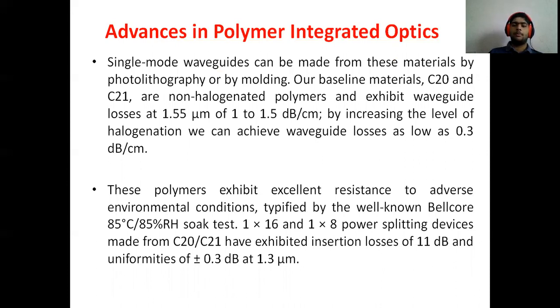decibels per centimeter. By increasing the level of halogenation, we can achieve waveguide losses as low as 0.3 decibels per centimeter. These polymers exhibit excellent resistance to adverse environmental conditions, typified by the well-known Bellcore 85 degrees centigrade / 85% RH soak test. 1 into 16 and 1 into 8 power splitting devices made from C20 or C21 have exhibited insertion losses of 11 decibels and uniformities of plus or minus 0.3 decibels at 1.3 micrometers.